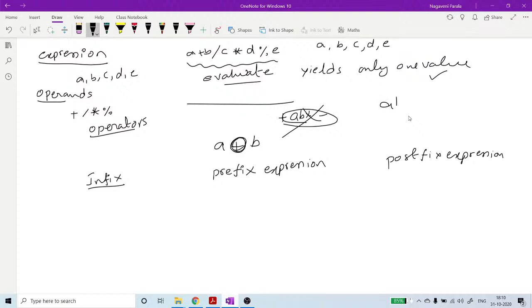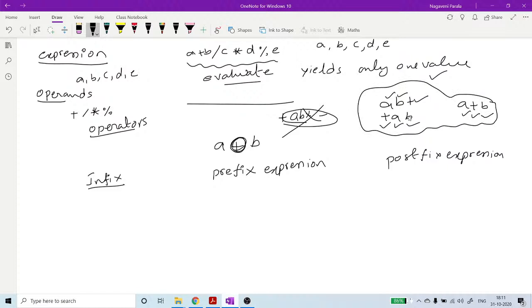Suppose I can also specify AB plus and plus AB. Its meaning is the same. That means I want to perform the addition operation on A and B. The meaning is the same, and if I write A plus B also, I want to perform the addition operation on A and B. So all three have the same meaning. But ma'am, are we going to use these? Definitely we are going to use them in the further advanced programs of C. We will use them, but just for the time being, understand what prefix notation and postfix notation are.